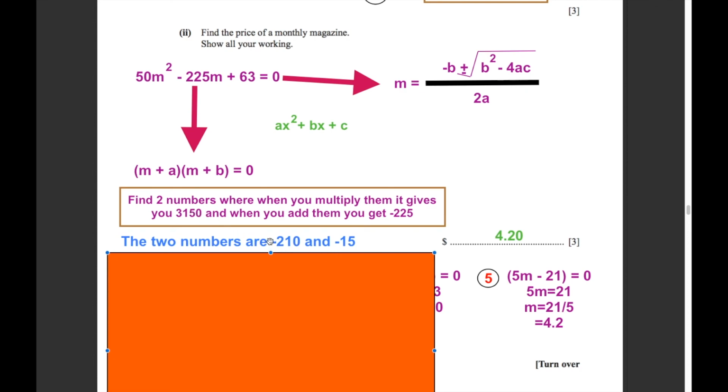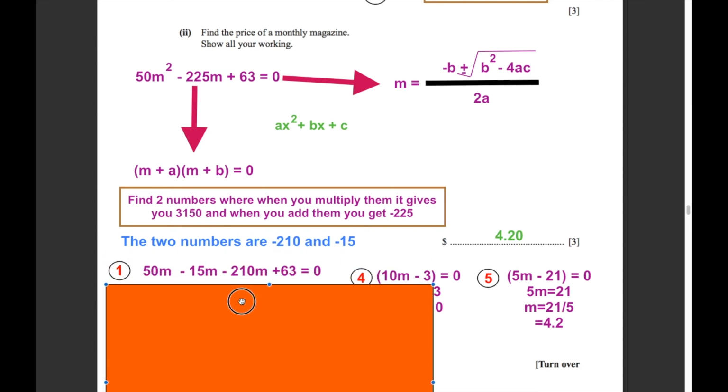And you know that a negative times a negative gives you a positive. So we're going to substitute these two values instead of negative 225, which is the same, because if you add them together, it will just give you that same number. So it's as if we never changed it. And oops, there should be a 2 here. So let me just add that, 50m squared.